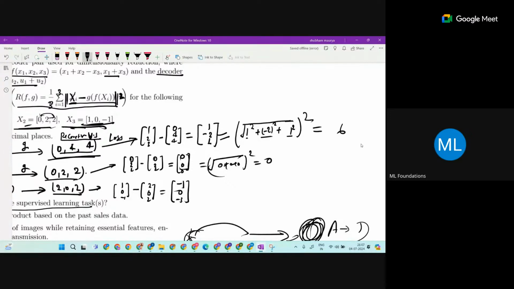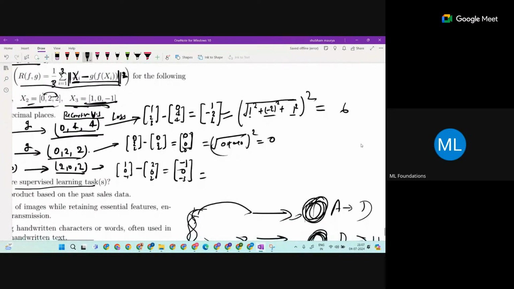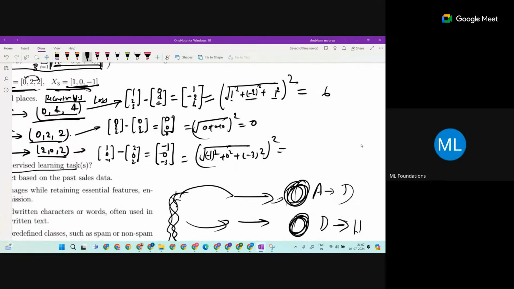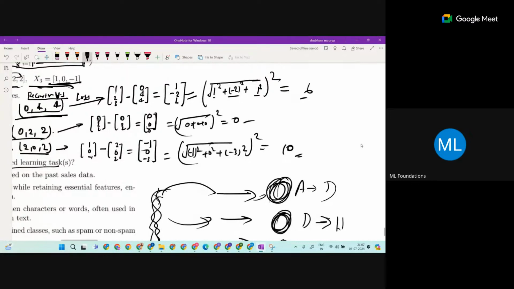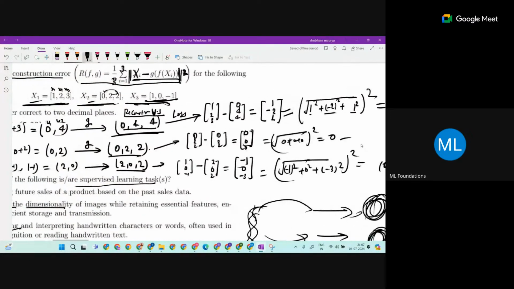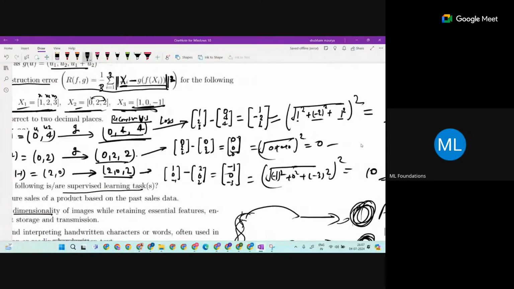It is going to be 6. Yes. And for this one, 1 minus 1 square plus 0 square plus -3 square, and is root of that. So the root and square will be cancelled out. Just find 10. Okay, so now for each vector we have calculated the error. Now just sum them all.